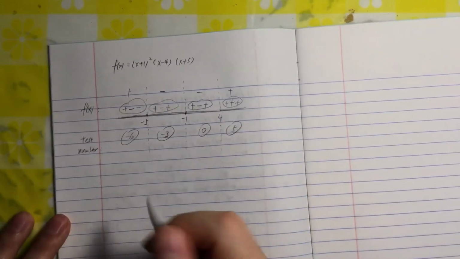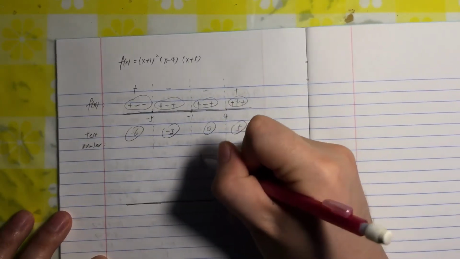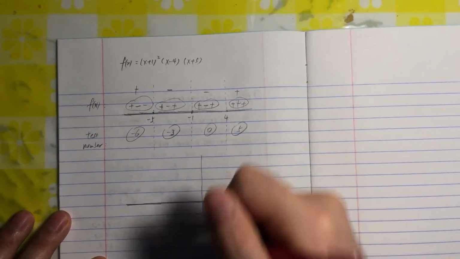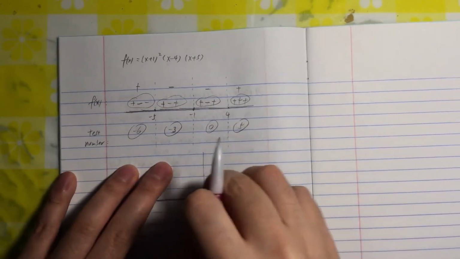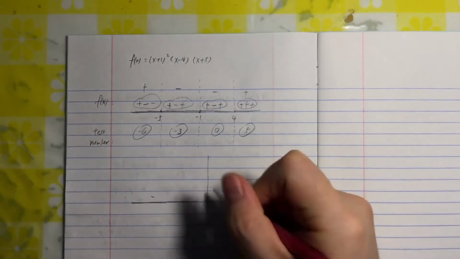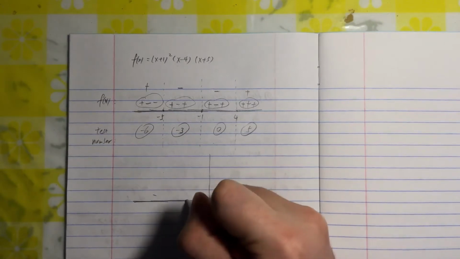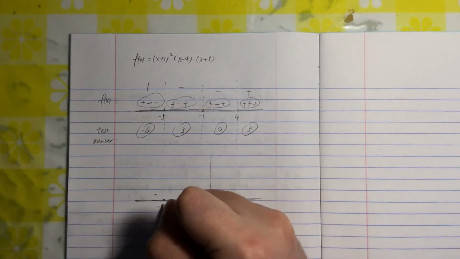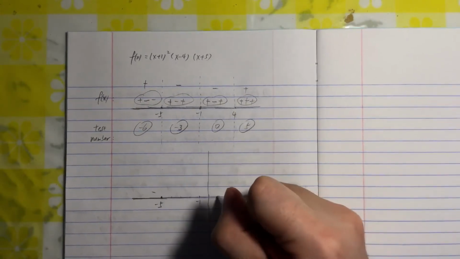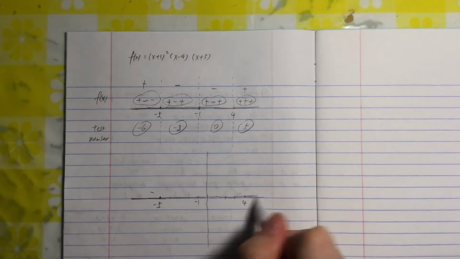Next, based on this information, let's sketch a graph. First step, label the zeros on the graph. We have -1, -5, and 4. Those are the 3 zeros.